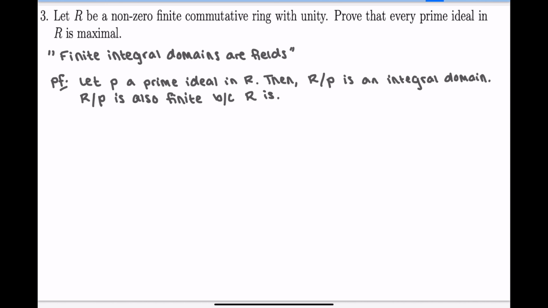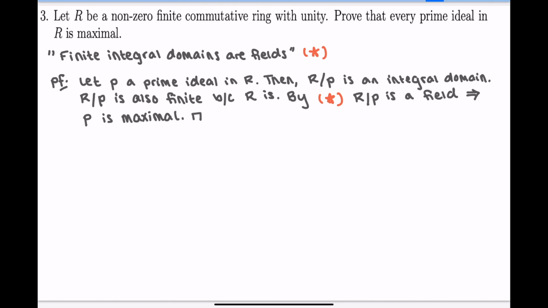So again, now we use this fact, finite integral domains are fields. Let's call this star. So by star, R mod P is a field. But what do we know about quotients that are fields? Well, it means that the ideal I modded out by had to be maximal. So this implies P is maximal. And that's the proof.